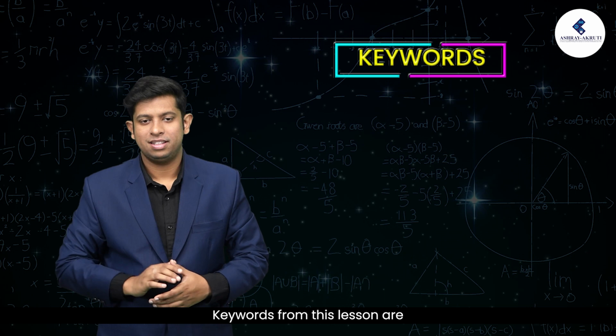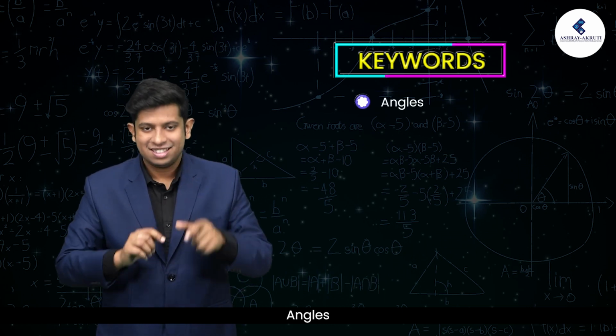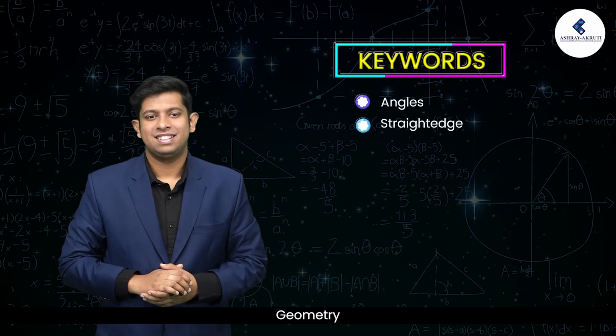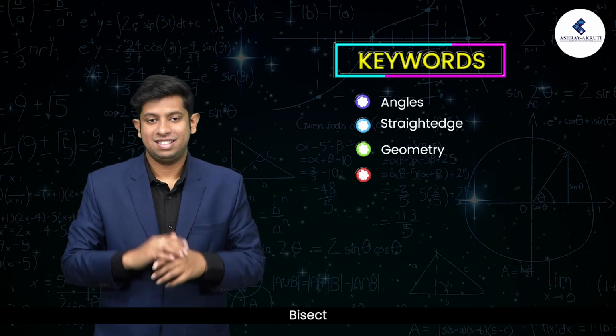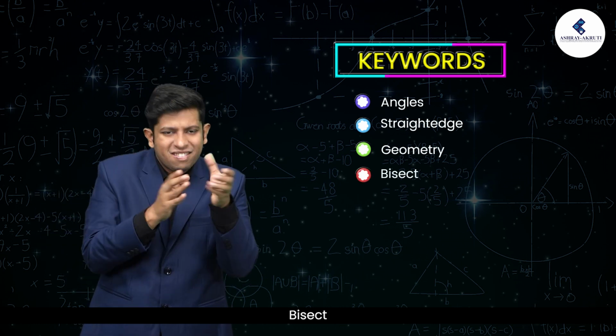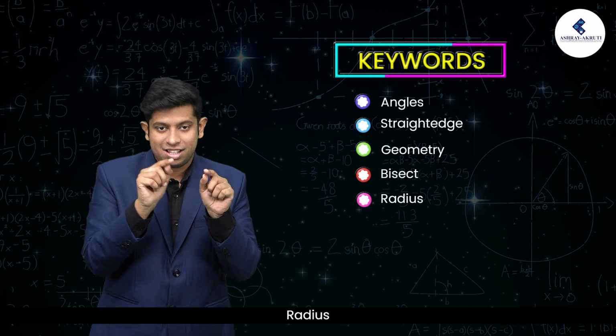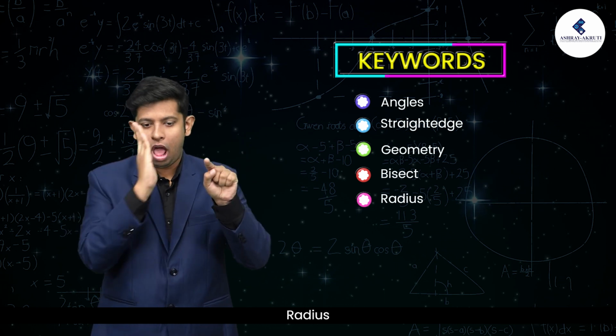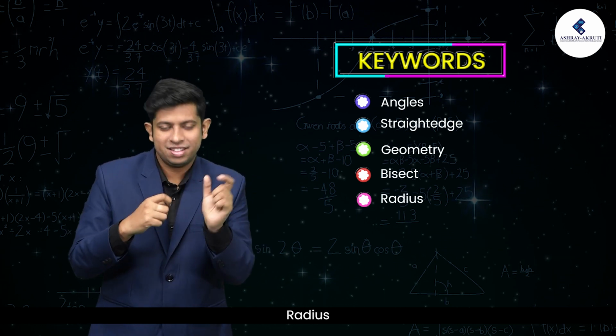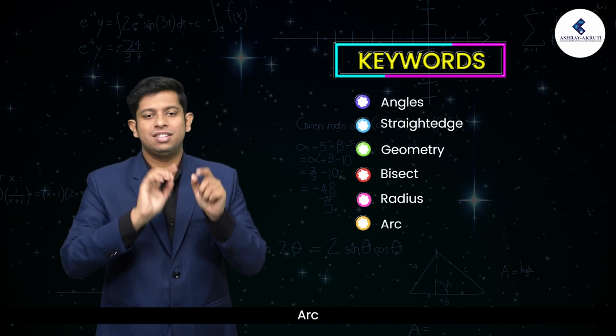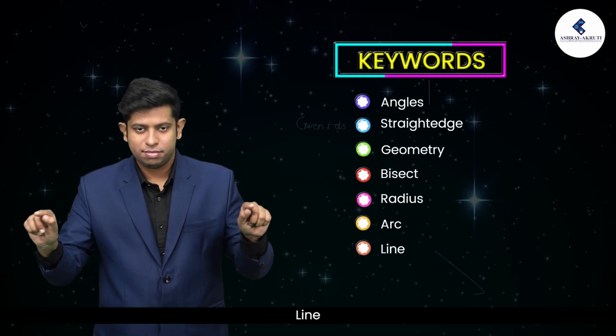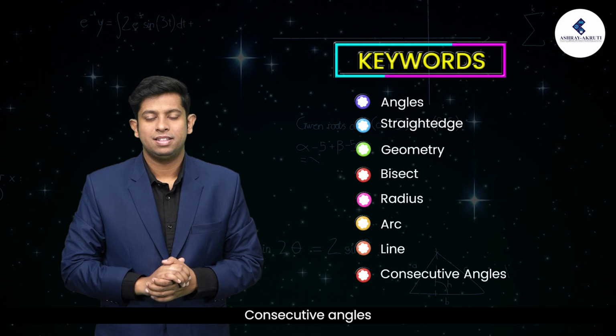Keywords from this lesson are angles, straight edge, geometry, bisect, radius, arc, line, consecutive angles.